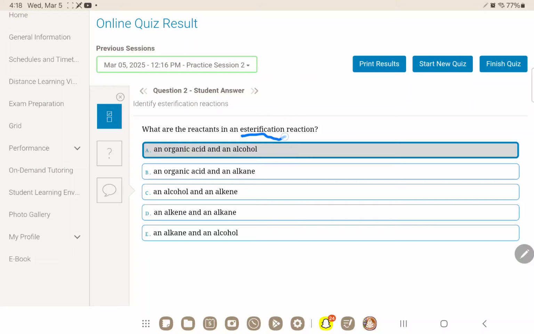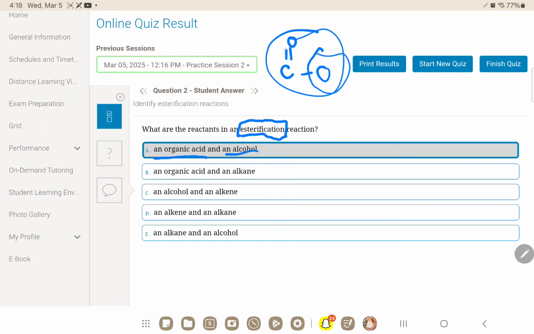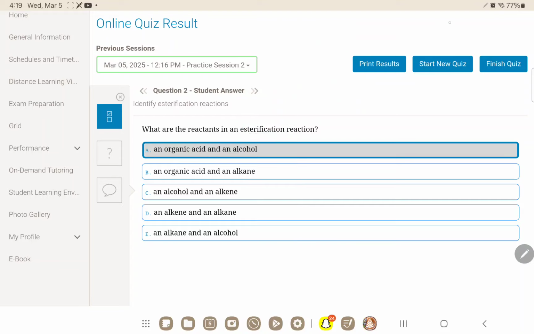Reactants in an esterification. When you want to make an ester, which is practically the COO, this is an ester bond. When you want to do this, you have to do an organic acid with an alcohol, because the alcohol is gonna give you the O, and the organic acid is gonna give you the CO. So you need the organic acid and the alcohol. Now moving on.